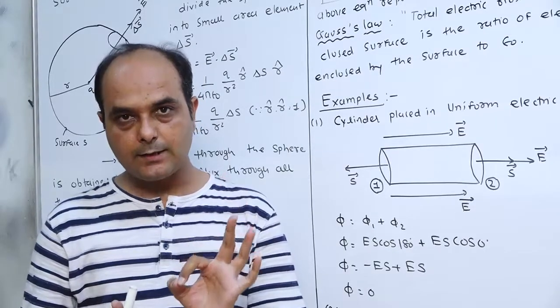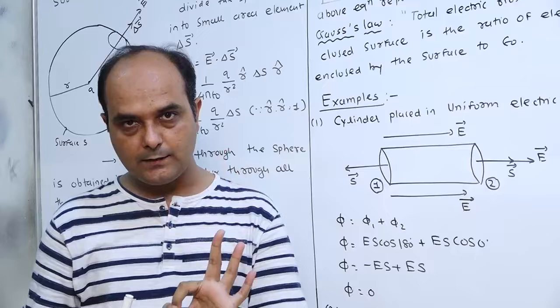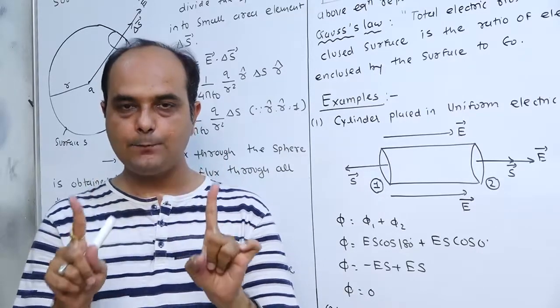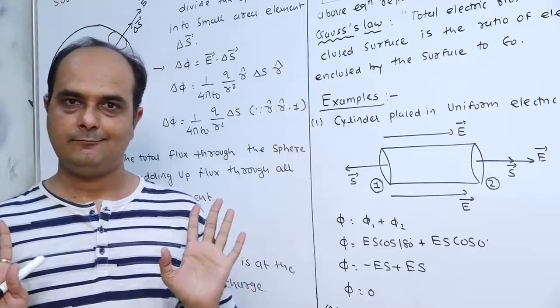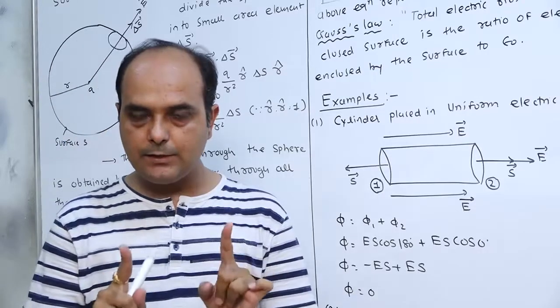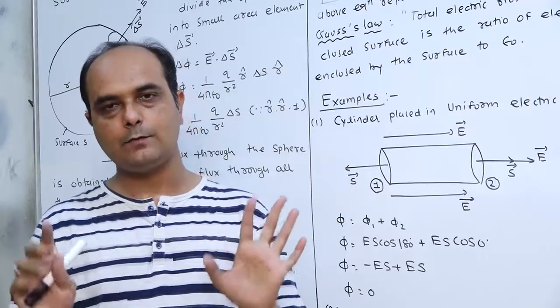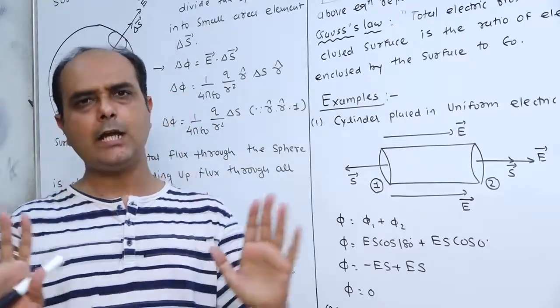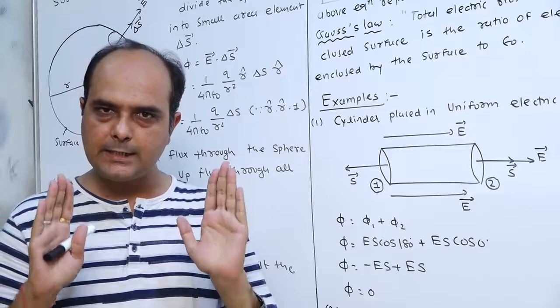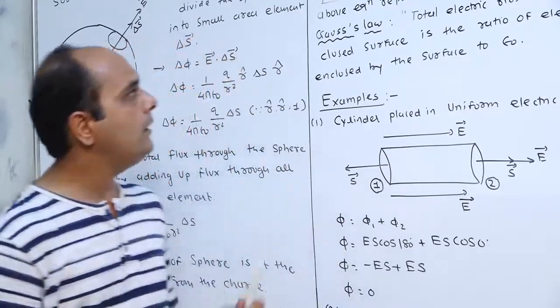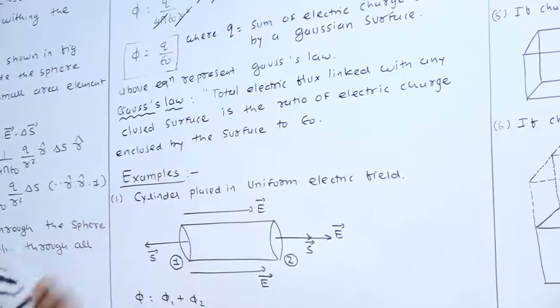The electric flux linked with any Gaussian surface does not depend on the size and the shape of the surface. You can imagine any type of closed surface, and that is known as a Gaussian surface. So this above equation represents the Gauss law.